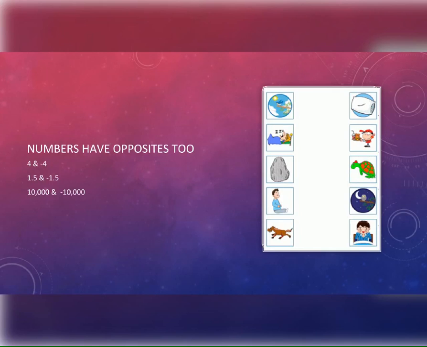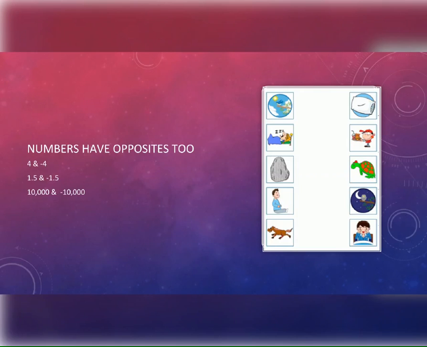Numbers have opposites too. First, let's look at these little pictures over here. You've got a rock and a pillow, which would be opposite, so hard and soft. Sleeping and awake. Daytime, nighttime would be its opposite. Hungry, eating, fast, and slow.